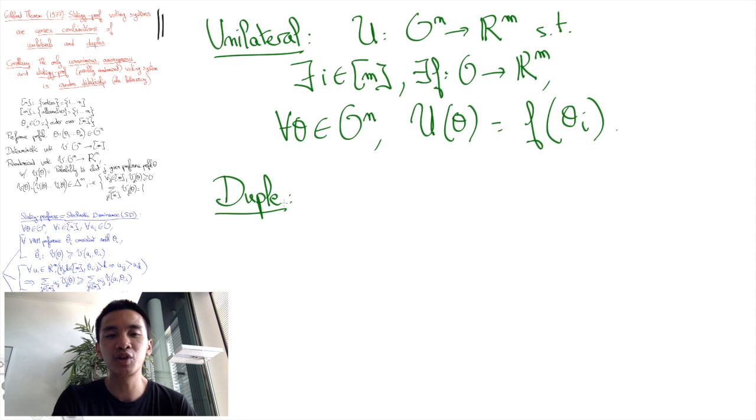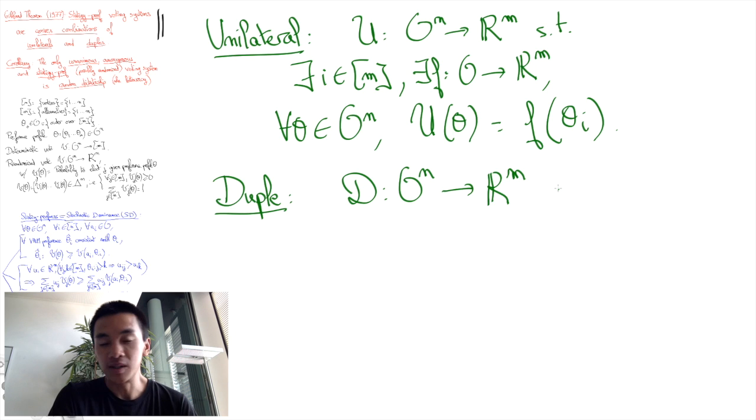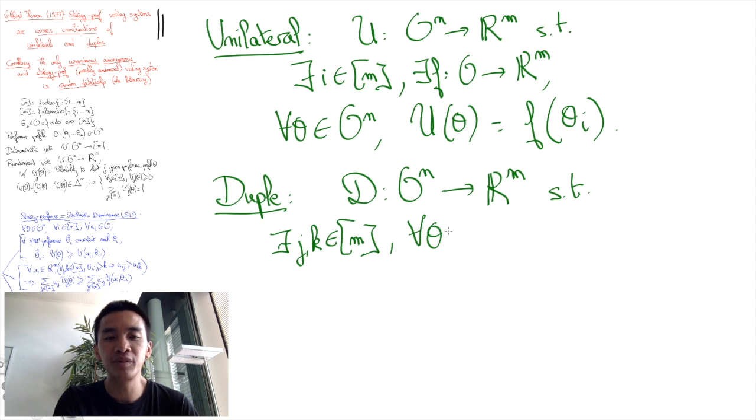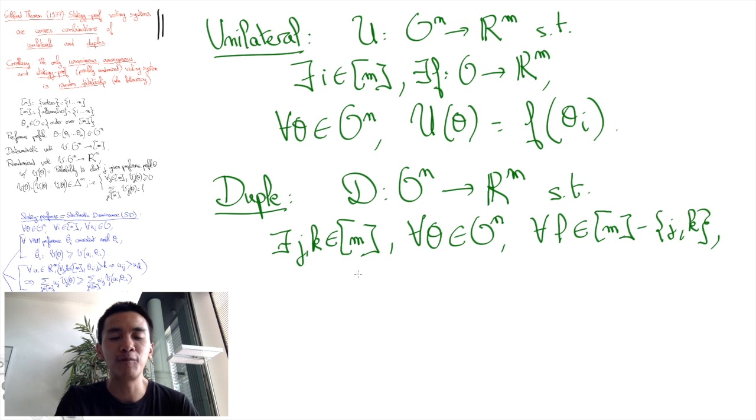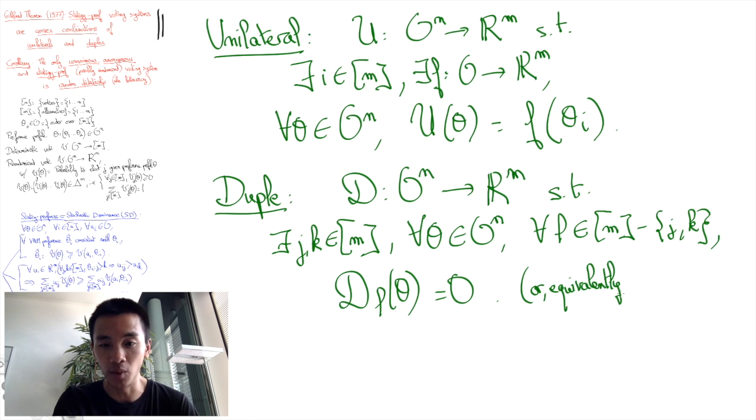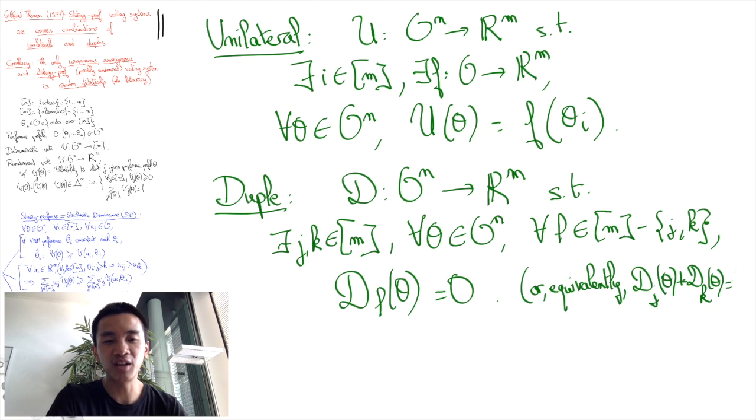A dupole is a function d from O to the power n to R to the power m. So it's still a randomized voting system. But a dupole needs to have a support that is restricted to two alternatives. In other words, V is a dupole if there are two alternatives J and K, such that for all preference profiles theta in O^n and alternatives L different from J and K, we must have V_L of theta equals 0. No alternative different from J and K can be elected under a dupole.